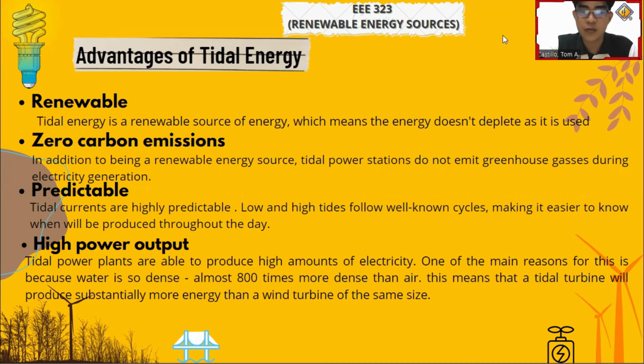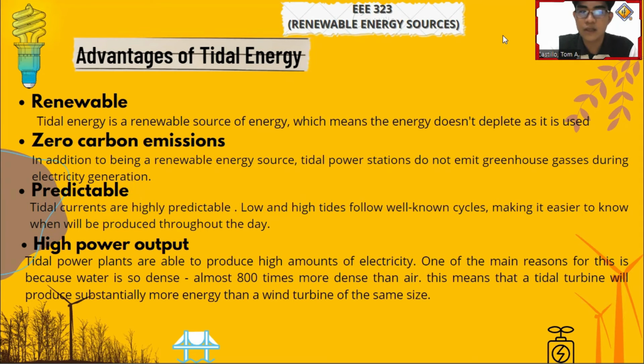Tidal energy is a renewable source of energy, which means the energy doesn't deplete as used. So yung tidal energy is hindi siya naubos. Next is zero carbon emissions. In addition to being a renewable energy source, tidal power stations do not emit greenhouse gases during electricity generation. So hindi siya nakakasama sa environment.